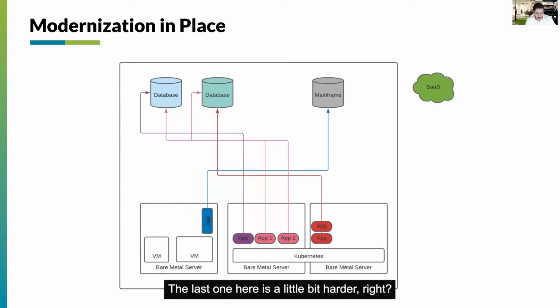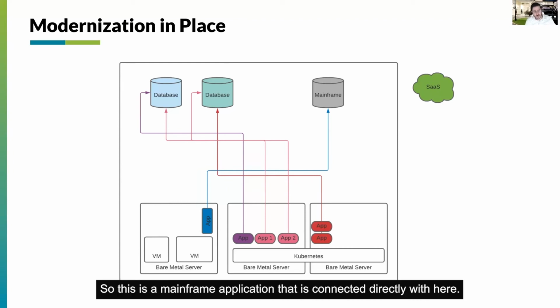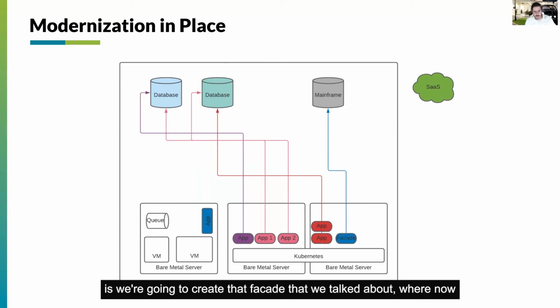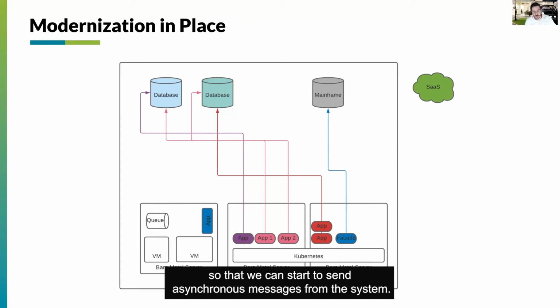The last one here is a little bit harder, right? So this is a mainframe application that is connected directly with here. It's going to be a little harder to run that. So we need a way to essentially interact with that. So the first thing that we're going to do is create that facade that we talked about. Since we have this VM here that was just sitting there, maybe we run a queuing technology like Kafka or some other system on top of it, so that we can start to send asynchronous messages from the system.